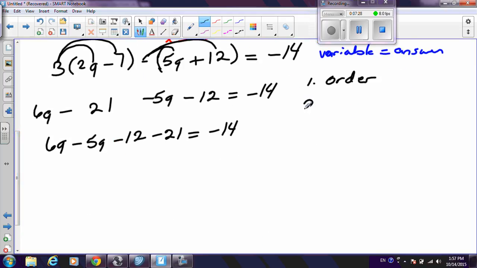So next, step 2, we combine like terms. All right, so what is 6q minus 5q? Well, that simply gives us 1q. We could just leave it as a q. So we have 1q, and I'm going to use the cursive q to make it look not like a 9. Alrighty, and I'm going to say, okay, what's negative 12 minus 21? Well, they're both the same sign, so we need to simply add them together, which will give us a negative 33 equals negative 14.